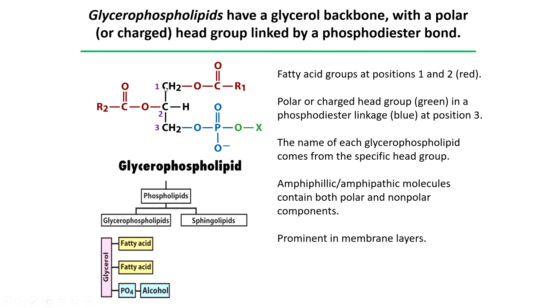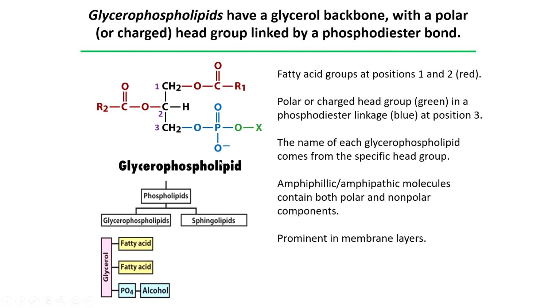In this glycerophospholipid, the glycerol backbone is pictured in black. The two fatty acid chains are pictured in red. The phospholipid head group is pictured in blue. These polar or charged head groups are pictured in green. So this part is linked to the blue part by a phosphodiester linkage pictured here.